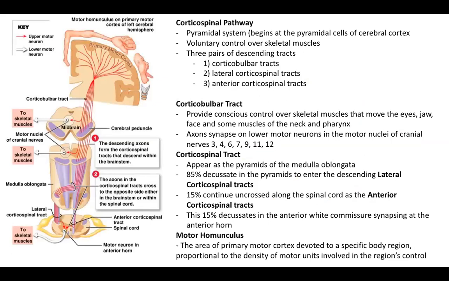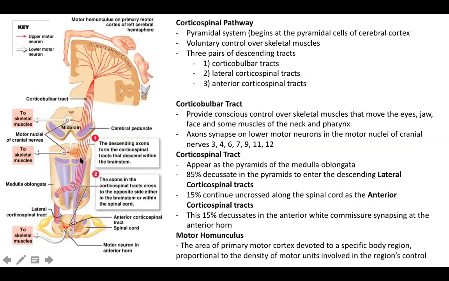This is a pyramidal system, so it begins in the pyramidal cells in the cerebral cortex, and this controls voluntary muscle movement. So there are three descending tracts. We start with the corticobulbar tract. So we start in the pyramidal cells here, and we go down into the corticobulbar tract.